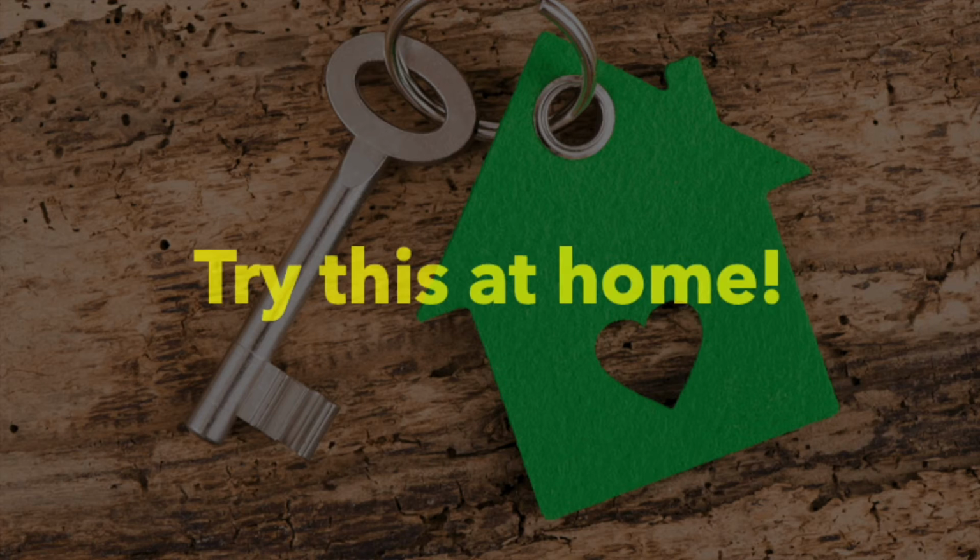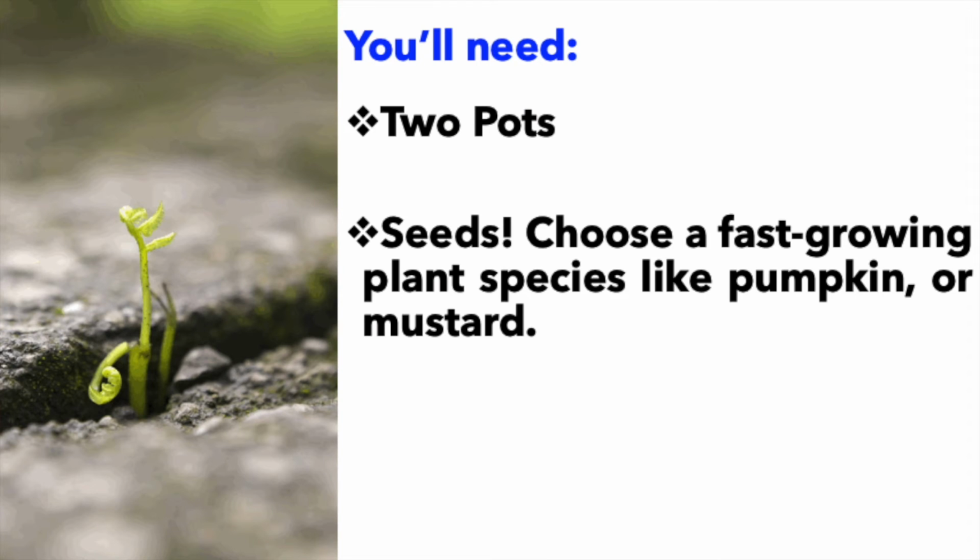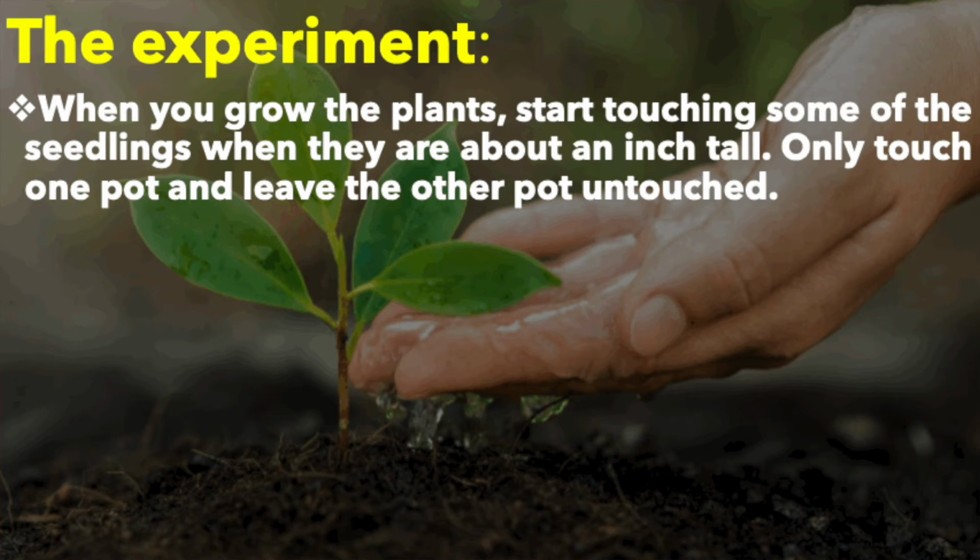So to make a touch experiment, all you need are 2 pots, some seeds of your choice. I suggest a fast-growing species, and some soil. So what we're going to do is we're going to put the soil in each pot and then plant some of the seeds. Water them and let them grow for a bit until they're maybe an inch or 2 tall.